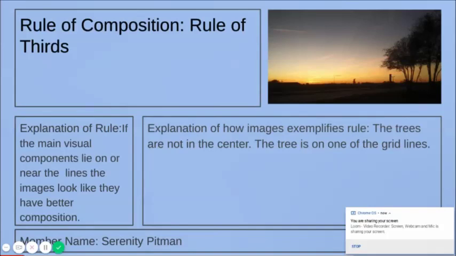Serenity did the rule of thirds. The main visual components lie on or near the lines. The images look like they have better composition. So you turn the grid on your camera and it'll split the photo into 9 sections. The trees are not in the center and they are on the right of the grid lines.